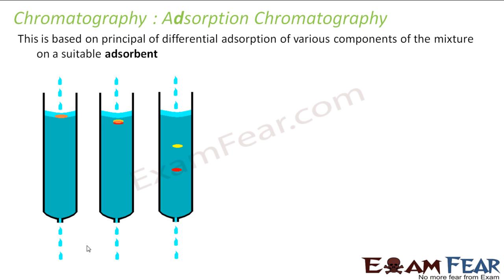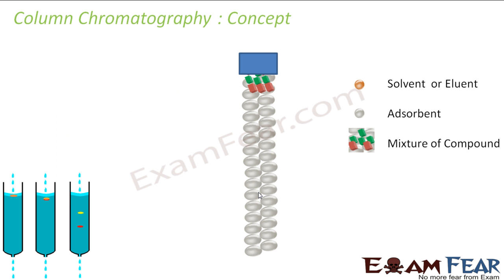In this case, the whole principle is based on the differential adsorption of various components of the mixture on a suitable adsorbent. We will explain this in the next slide. Let's start with the first adsorption chromatography, that is column chromatography. Let's understand the concept. So what I have done here is the same thing. This is my floor, right? So floor is my adsorbent here.